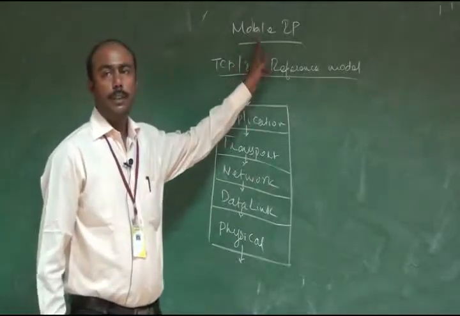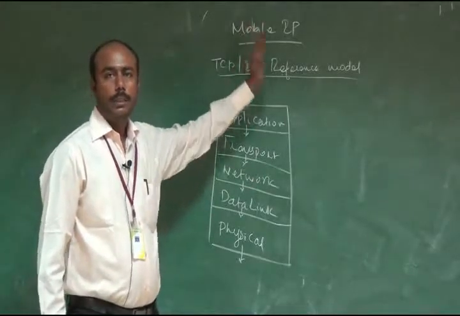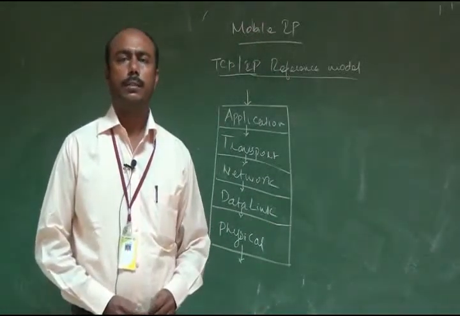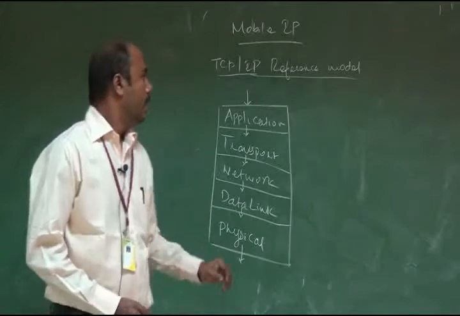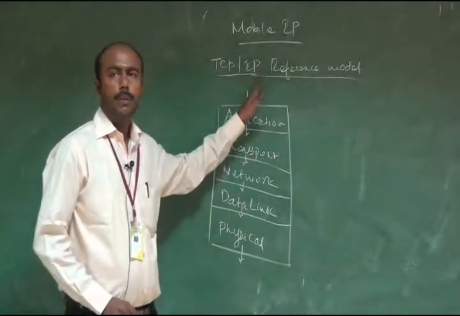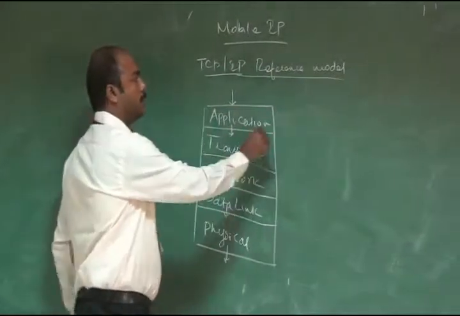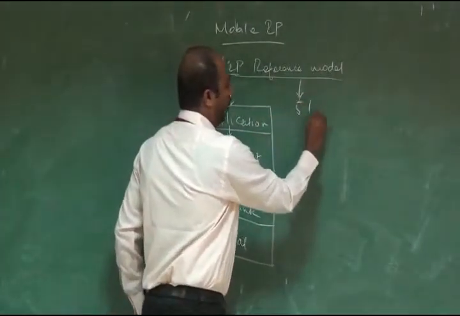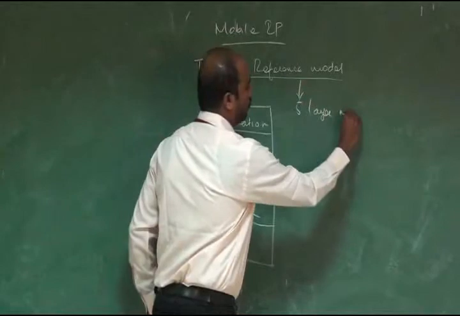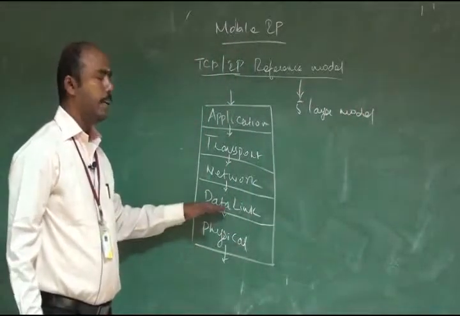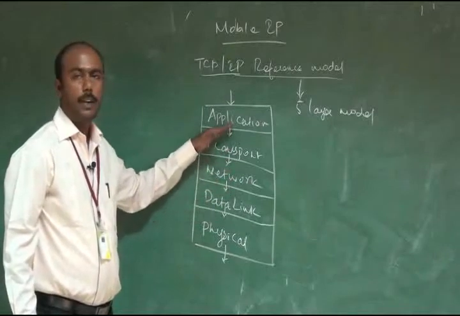Today I'm going to take the topic on mobile IP. Mobile IP is an internet protocol which is working in the wireless LAN stack. So before going to mobile IP, I'm going to talk about the TCP/IP reference model. The TCP/IP reference model is called the 5-layer model in networks. So there are 5 layers: physical layer, data link layer, network layer, transport layer, and application layer.